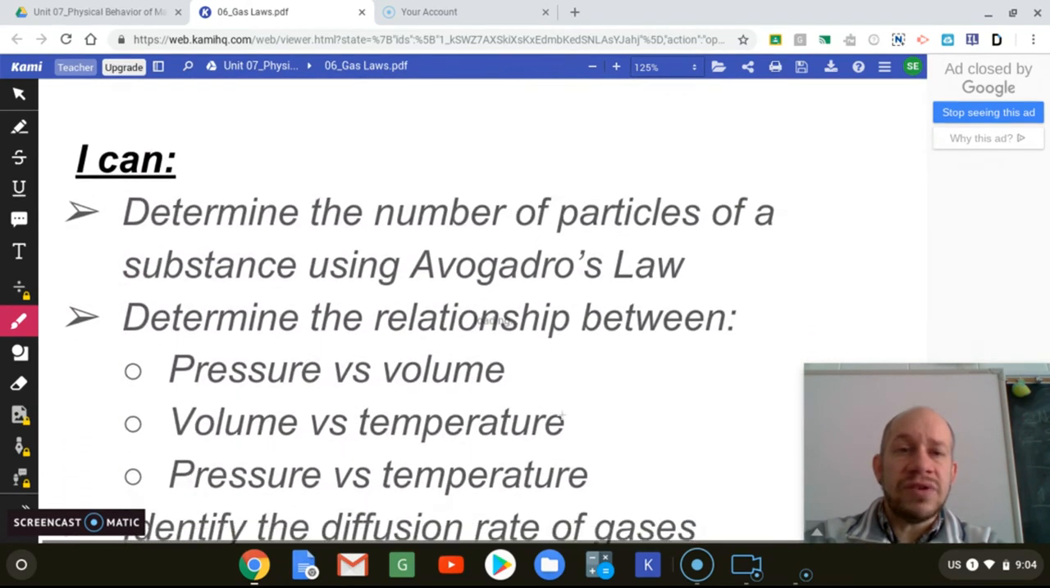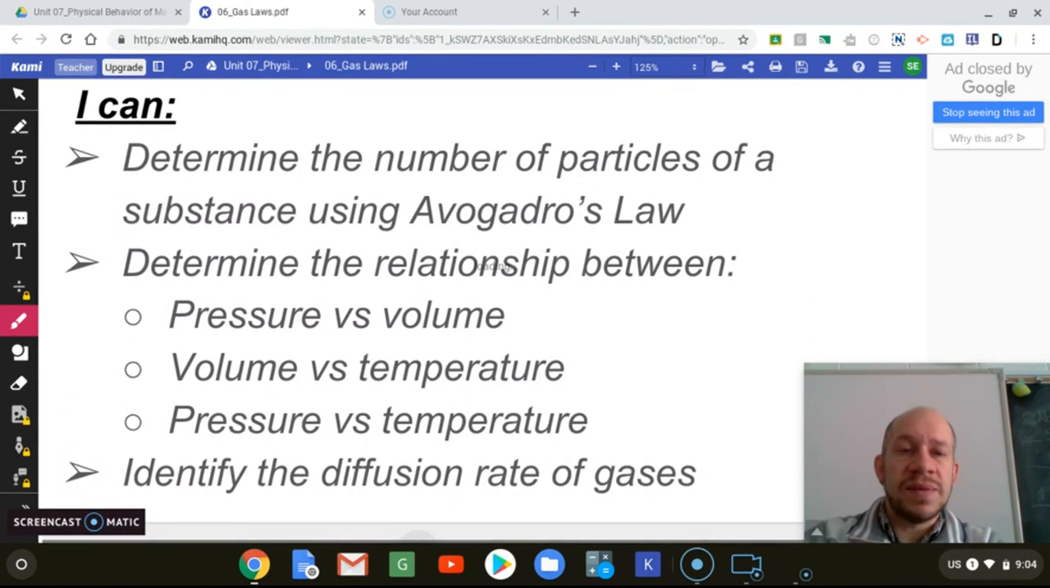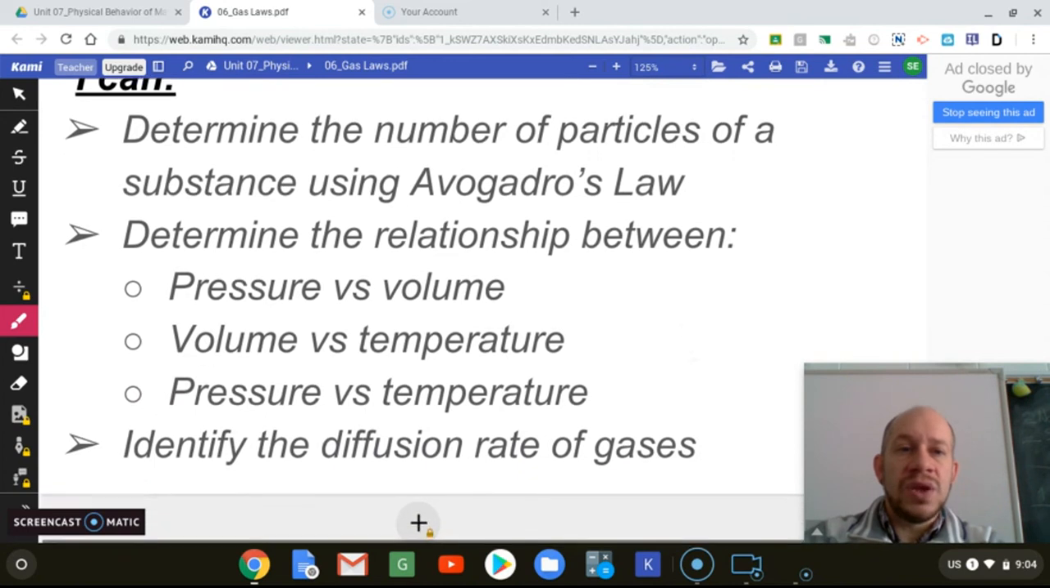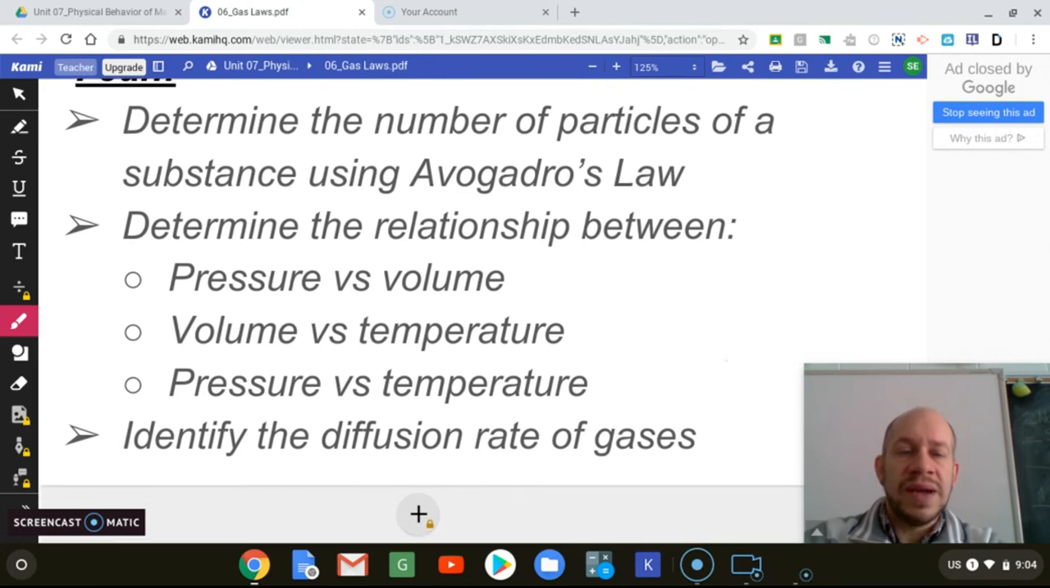All right, you can now determine the number of particles of a substance using Avogadro's law. You can determine the relationship between pressure and volume, between volume and temperature, and between pressure and temperature, and you can identify the diffusion rate of different gases.